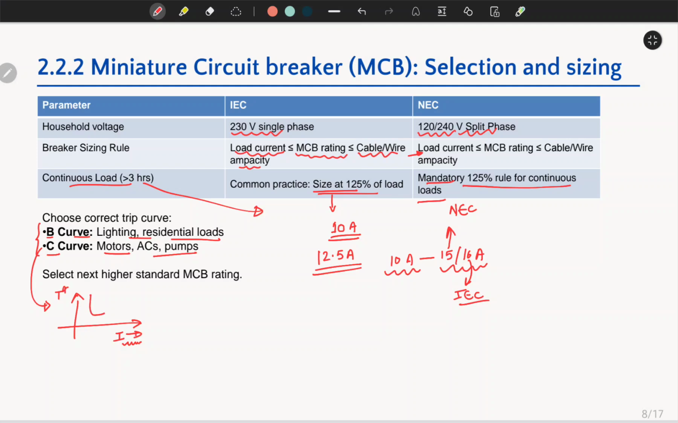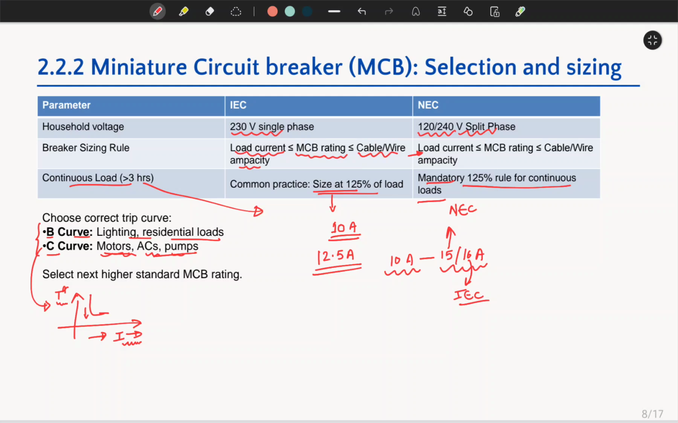There are different curves like this. If my current is increasing, my tripping time will decrease. So this is how the B, C and other curves are there, just to know how fast it is in the tripping process. So for critical loads such as motors, ACs, pumps, the valuable loads, we generally use C curve type, and for residential loads we generally use B curve type. For the detail of it, we'll be looking in our other advanced courses, but for now, for the sake of continuity, I have explained it here.